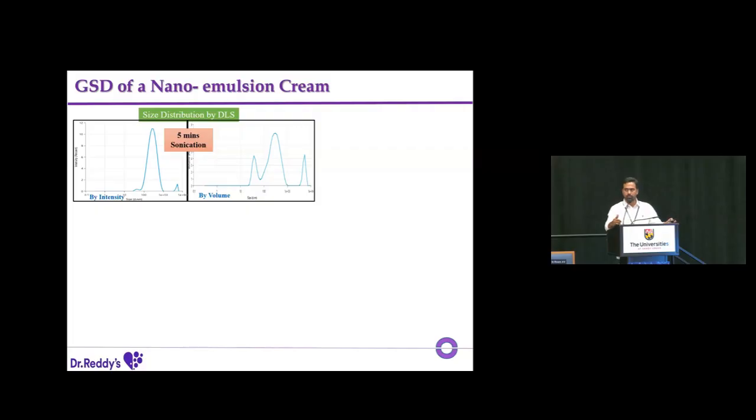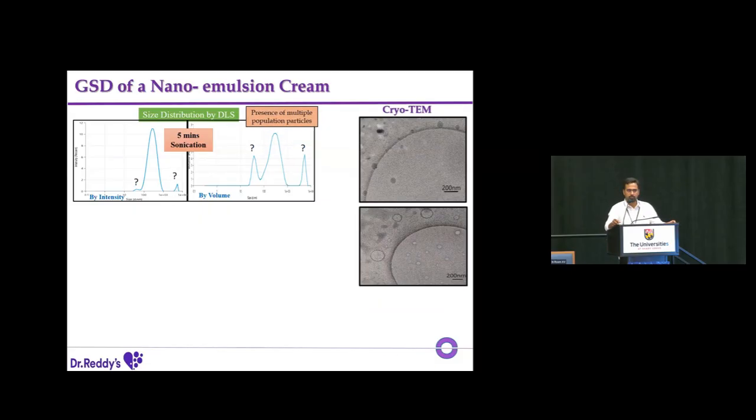So we went back to understand what these 3 different peaks are. We conducted a cryo-TEM analysis. From that, we clearly see that the dark spots are from the phospholipids, and the transparent globules are from the oil droplets. So there are multiple populations clearly existing; this is a holistic understanding of this project. Then we need to develop a GSD.